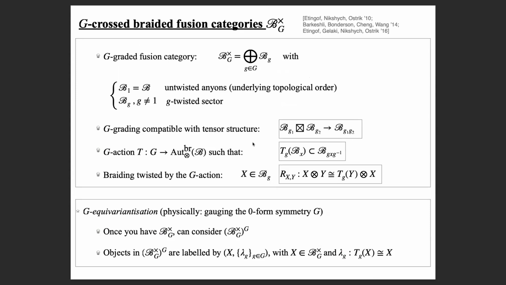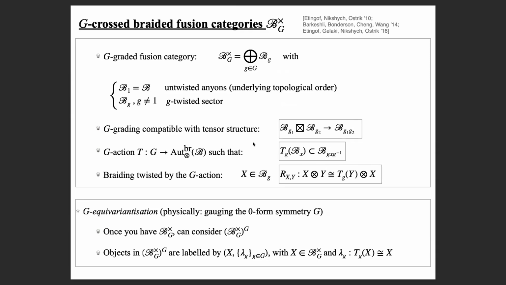And this G grading has to be compatible with the tensor structure of the G-crossed fusion category, which means that if you take a defect line living in the g1 twisted sector and a line living in the g2 twisted sector, you multiply them, then you need to obtain a line that lives in the g1 g2 twisted sector.